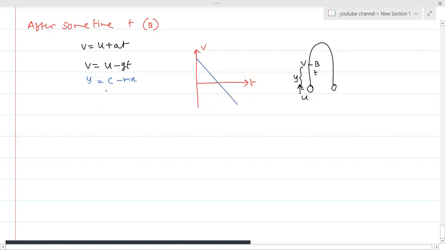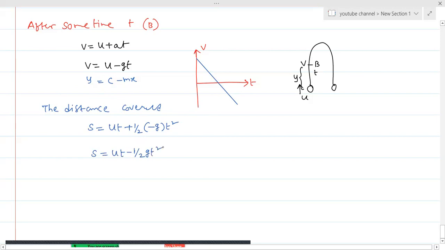After some time t, we understand v equivalent to u minus gt. And if we take the distance covered, generally s equivalent to ut plus half at square. Here a means minus g, so ut minus half gt square. S equivalent to ut minus half gt square.